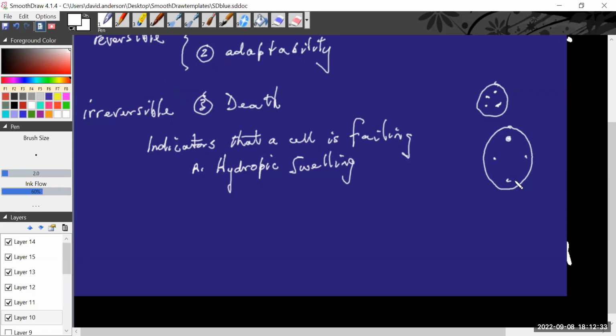So what's the mechanism? Remember, we use that word pathophysiology to understand the mechanism of hydropic swelling. Well, what's going to happen is in any cell that exhibits hydropic swelling, it's going to start with the decrease in mitochondrial function.